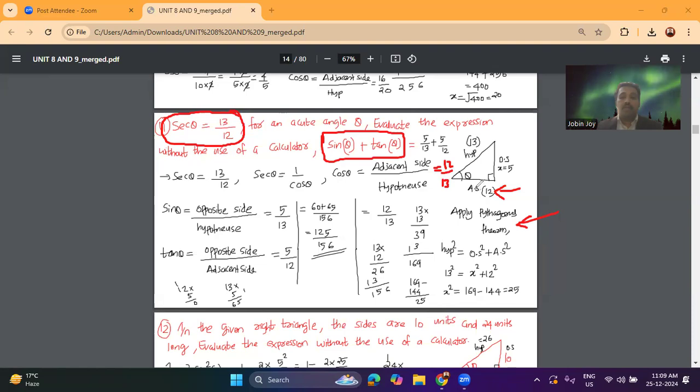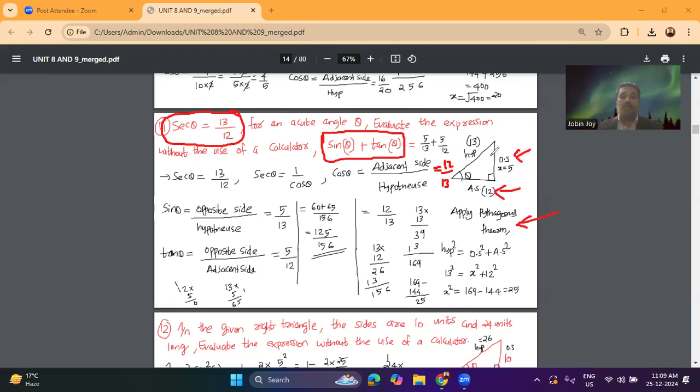So what is the hypotenuse here? 13. So 13 square is equal to opposite side, which I will put as x square, plus adjacent side 12 square. So x square is equal to 13 square minus 12 square. 13 into 13, 169, minus 12 into 12, 144. It is equal to 25. Take the square root, you will get x. So the value of the opposite side is 5.